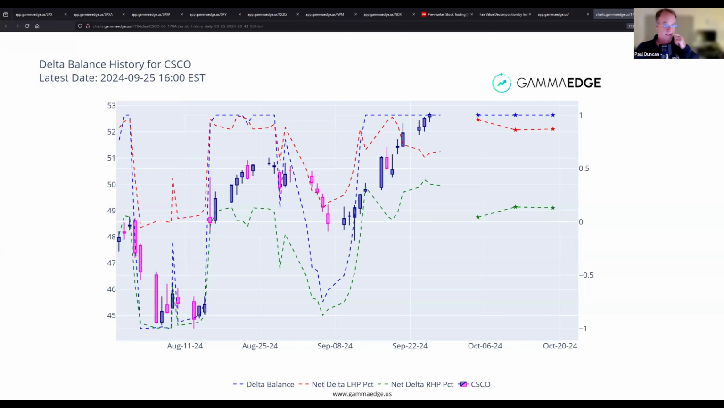We have this concept of the left-hand plane and the right-hand plane. While I'm talking here, I'm going to go to netstat, CSCO, and just do say 0 to 28, which should give me the next 4 weeks, or next 4 expiries. So Cisco. Alex, are you familiar with this presentation?